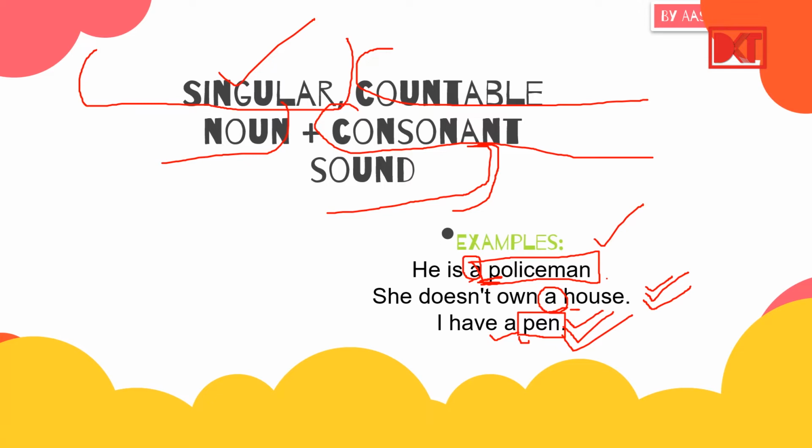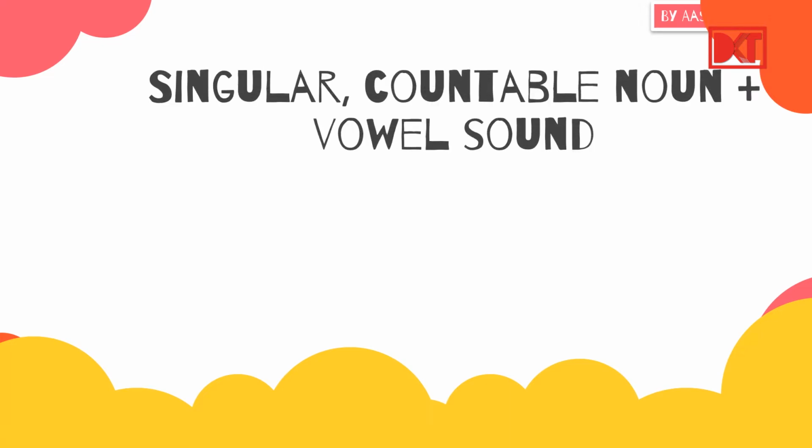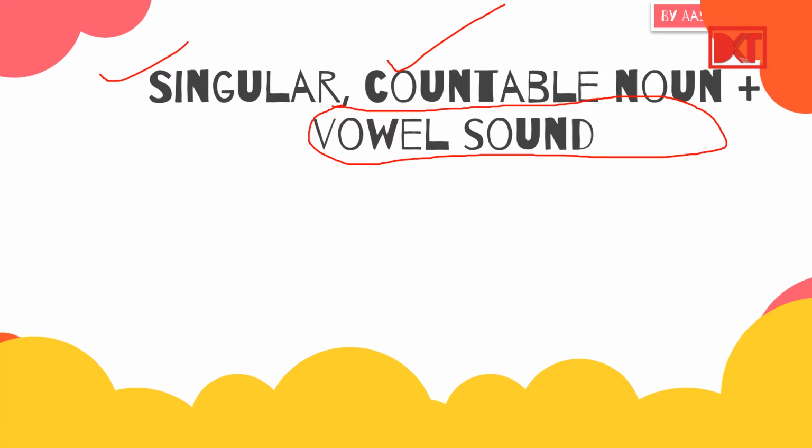Now let's see the next conditions. Okay, so here in the next formation we have singular, countable noun and vowel sound. You see, उसके हम एग्जाम्पल्स लेते हैं. सिंगल एंड काउंटेबल नाउन तो सेम है, बस हमें देखना है वॉवल साउंड क्या होती है.